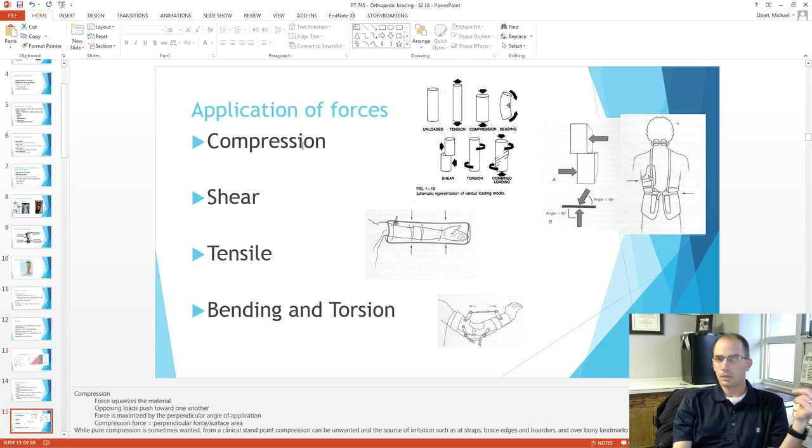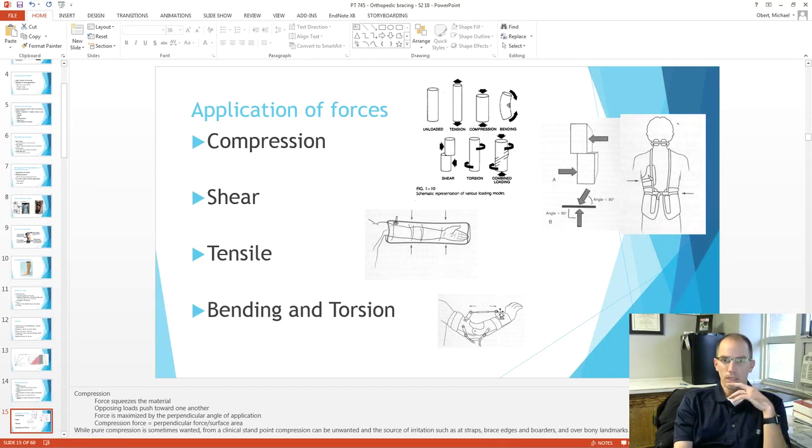again, we have to think about what these braces are going to do. They're going to provide some compression, shear, tension, or bending and torsion. It really just depends on what your goal is for that particular patient. If we talk about compression, it's the amount that it's squeezing the material. With this picture right here, we do want some compression in order to provide more stable support, limiting the fracture movement.